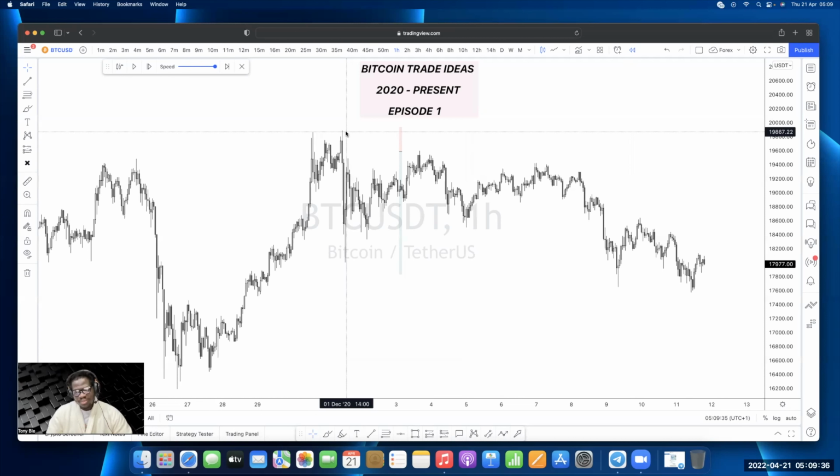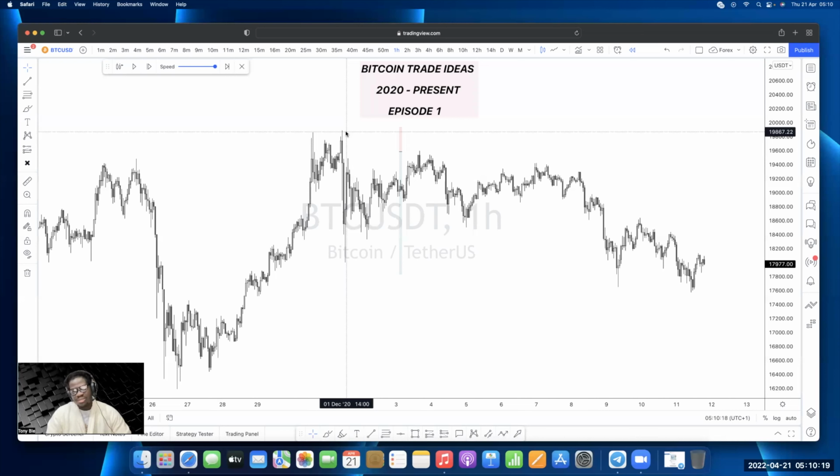Since 2020, because I actually started trading before then, but my first Bitcoin trade happened on December 3rd, 2020. That was after learning smart money, then I looked at Bitcoin and saw a trade idea which I marked out myself, without anybody's help, and I was happy to see it play out. It increased my confidence to trade Bitcoin more.